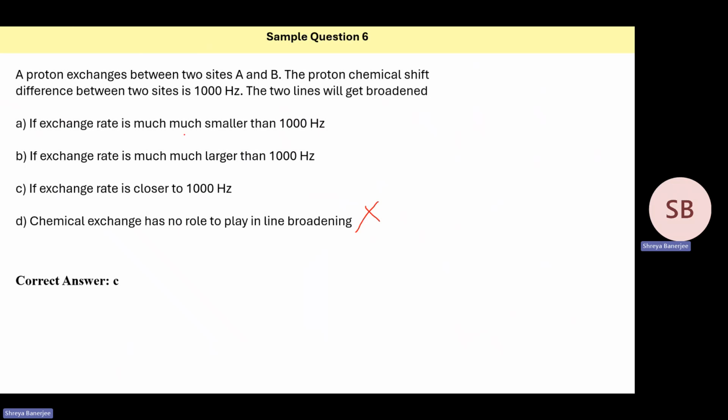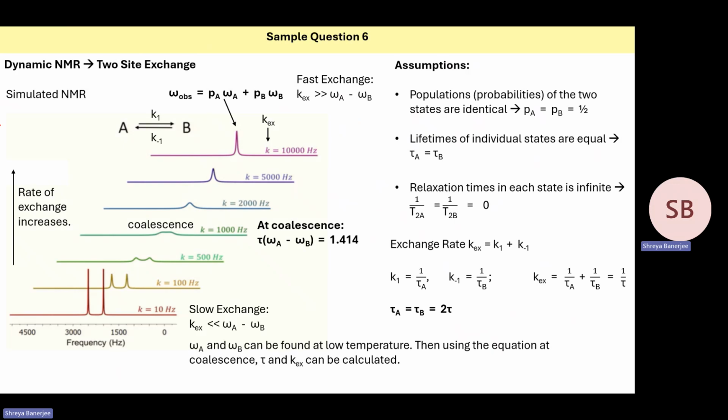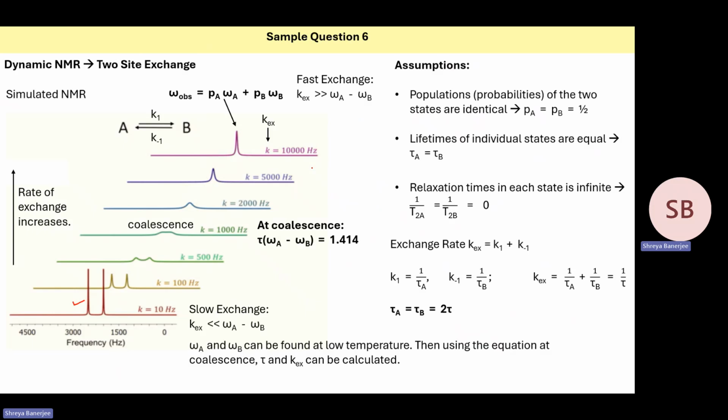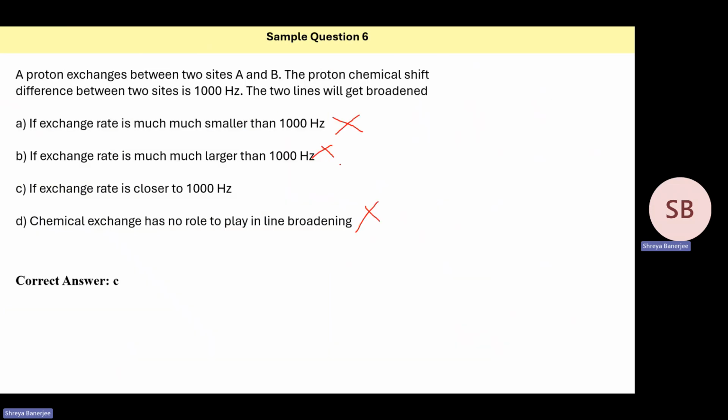If the exchange rate is smaller than 1000 Hertz, this is wrong. If the exchange rate is smaller than 1000 Hertz, that is slow exchange, and the lines are very sharp. There is no broadening. If the exchange rate is much larger than 1000 Hertz, this is also wrong, because it is fast exchange and the two peaks will merge. The question is asking when the two peaks will broaden, not when they will merge. So B is also wrong. So the correct answer is option C.